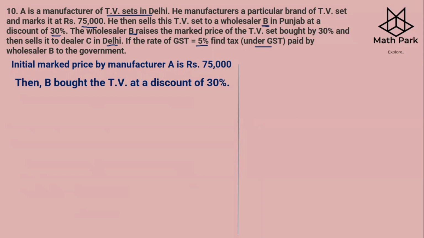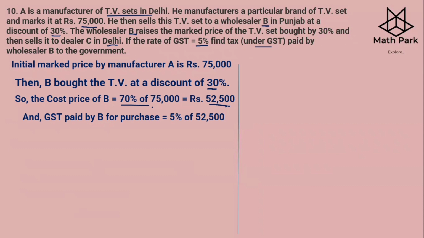And then B bought the TV at the discount of 30%. So 100 minus 30 is 70. So we find 70% of 75,000. 70 by 100 times 75,000. So just you have to do 750 times 70. Just do 75 sevens. You get 525 and these two zeros. So 52,500 is the cost price for B. Then GST paid by B for the purchase is 5% of this. So 5%, you can just do 5 by 100 times 52,500.